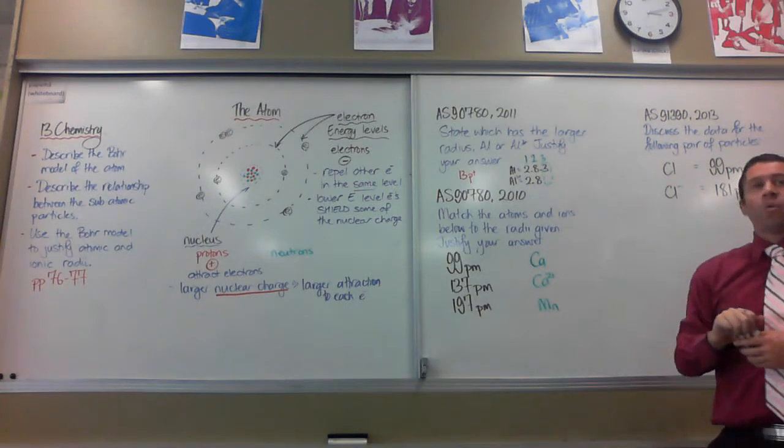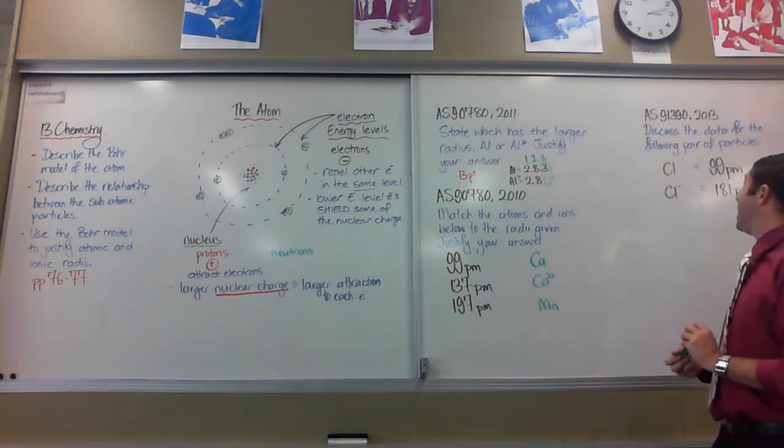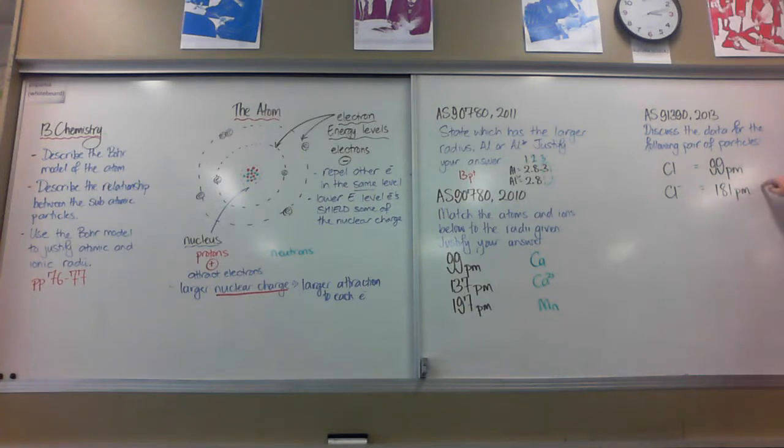If this was going the other way, let's say chlorine to chloride, it gets a little bit harder. This one over here. Okay, and you see the difference is huge. It's nearly doubled. This is the correct order, by the way. So these are, chlorine is 99, chloride is 181 PM, picometers. 1 times 10 to the negative 12 meters. So a millionth of a millionth of a meter. Okay, pretty tiny.